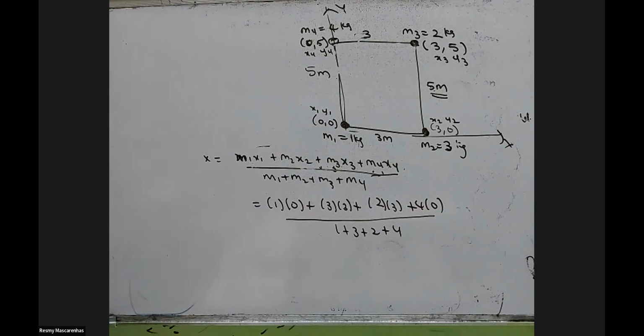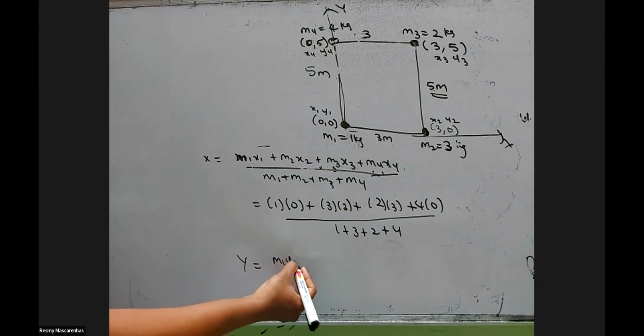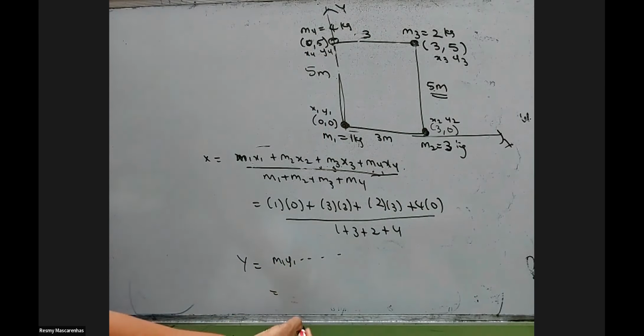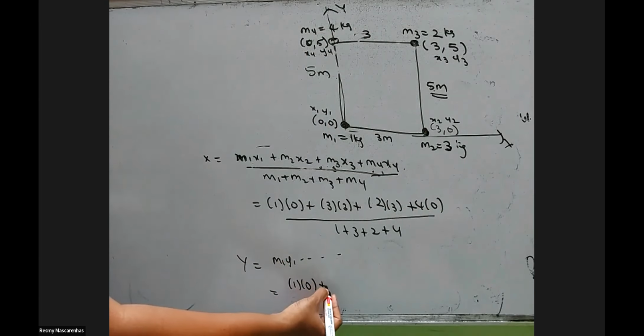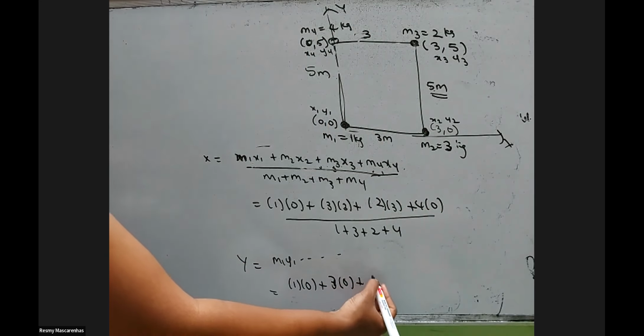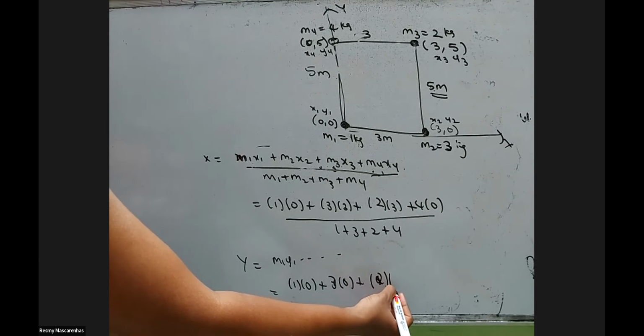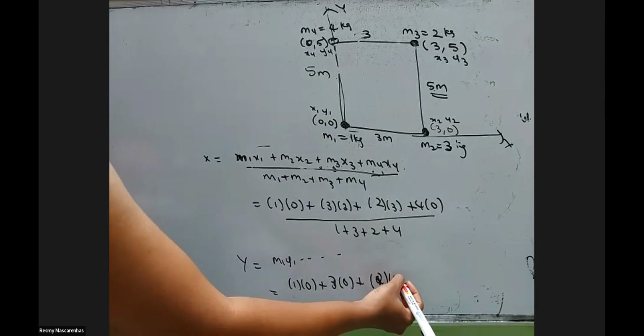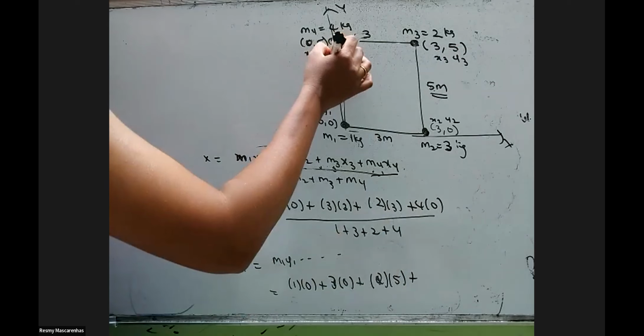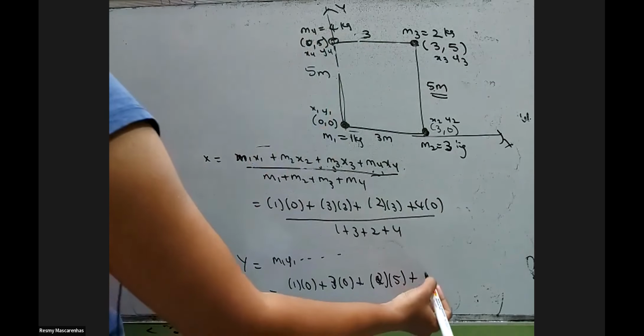Then calculate. Same way y also. m1, y1. Apply the formula. This will be 1 into 0, 3 into 0, 2 into 5, and then 4 kg into 5.